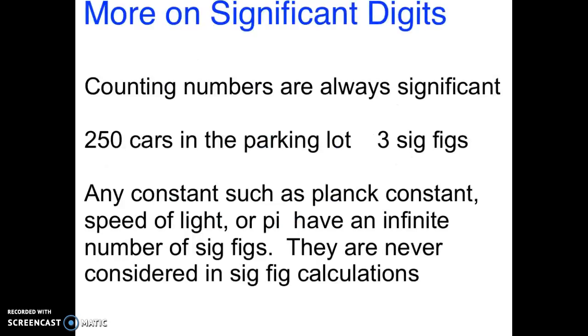All right. More on significant digits. If you have a counting number, they are always significant. So say somebody counted 250 cars in the parking lot. Yes, there's no decimal point here, and yes, this is a trailing zero, but since it was counted, it wasn't something that was measured, so it has 3 significant figures. If you are talking about a constant, like the speed of light, or Planck's constant, which we'll talk about in the next chapter, or pi, they have an infinite number of sig figs, and they are never considered in the sig fig calculation.